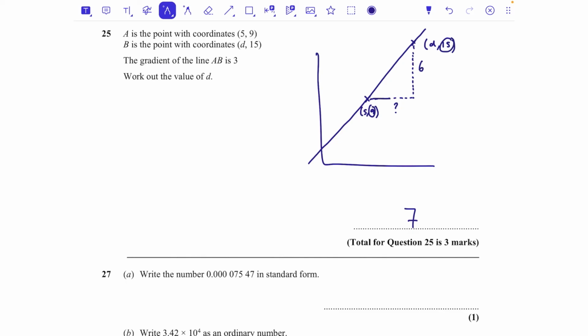Now every 1 across, it needs to go up by 3. So it's going to need to do 2 of those jumps, and therefore 1 across, 1 across. If we've started on 5, D is going to have to be 7. Hopefully that makes sense. So we've gone 6 up, so we needed to go 2 across, because rise divided by run, 6 divided by 2, is what gets us a gradient of 3. So 2 bigger means that D needs to be 7.